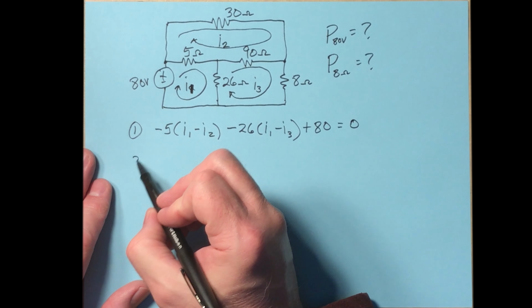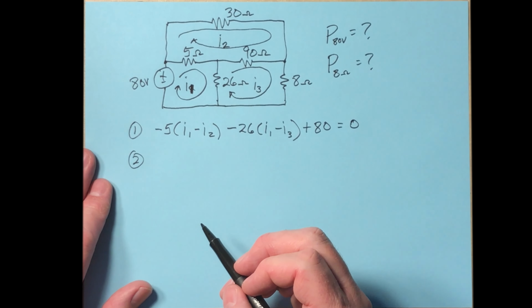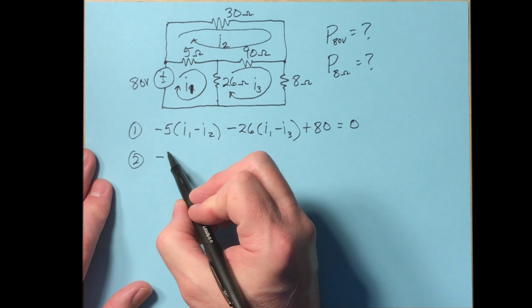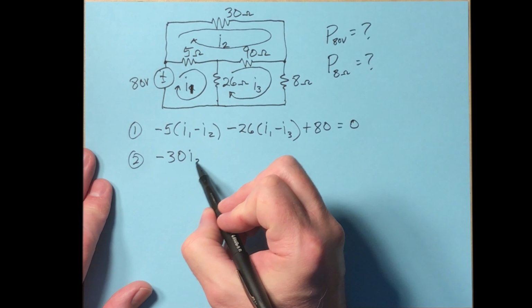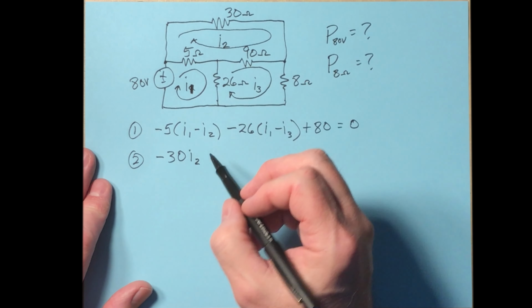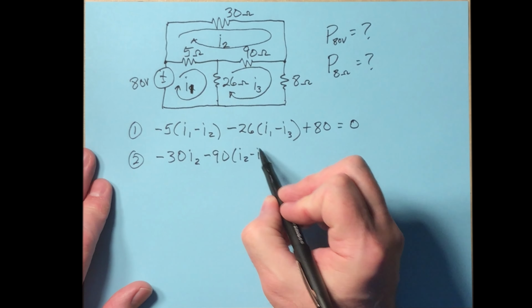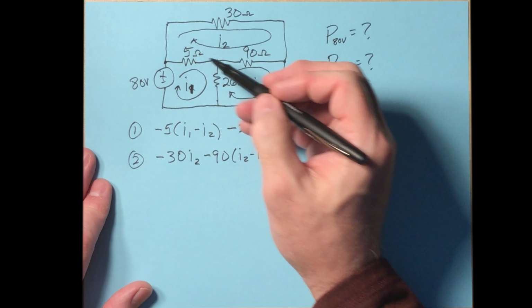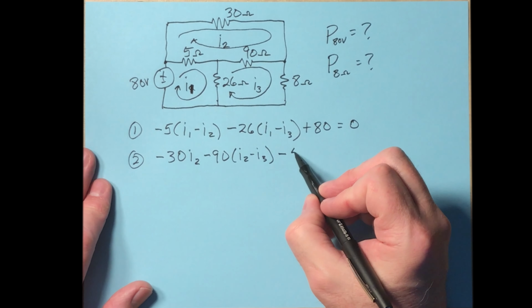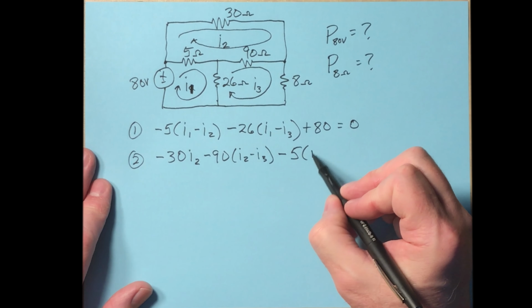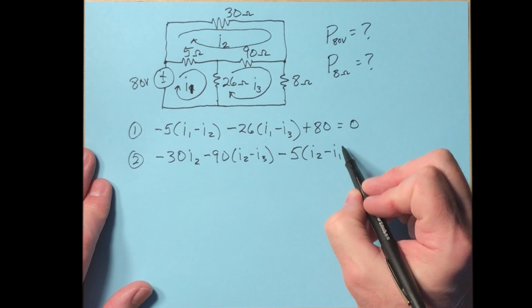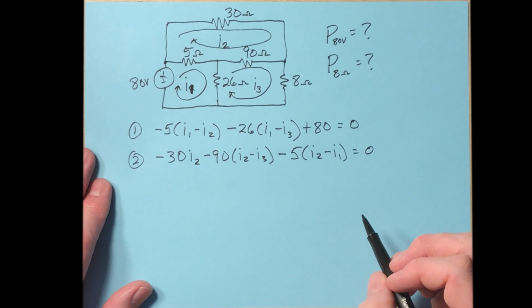Let's do the same thing for loop 2 at the top. So that's going to be minus 30 I2, then through the 90, minus 90 times I2 minus I3, and then through the 5, minus 5 times I2 minus I1, and that's equal to 0.